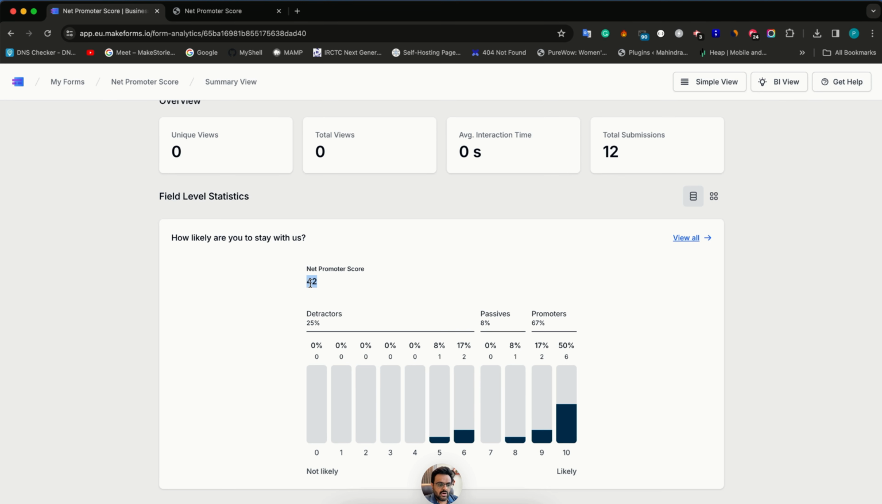So that's all about the NPS field that we have, and how you can create or derive the net promoter score for yourself, your company, or your clients. That's about the net promoter score field.